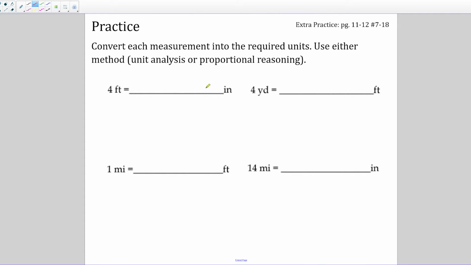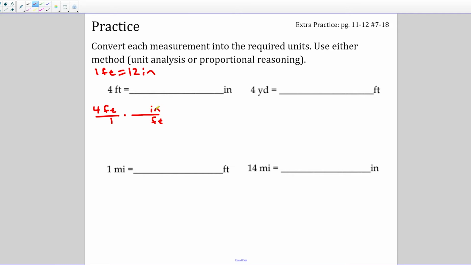Here we have 4 feet will be equivalent to some sort of inches. We know that our conversion factor is 1 foot is equal to 12 inches. So let's start off with 4 feet on top, divided by 1. And we're going to multiply by our conversion factor. Since we're trying to get rid of the feet and it's on top here, we want to make sure that feet goes on the bottom.